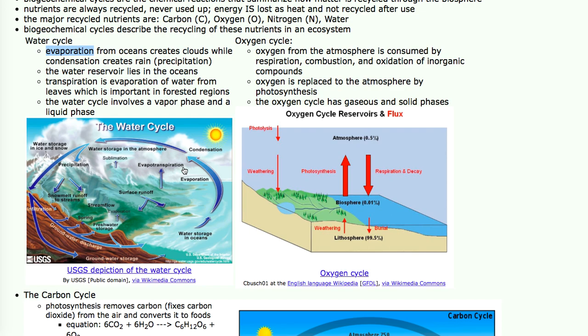But the oxygen is replaced back to the atmosphere by photosynthesis. So while lots of things are taking oxygen out of the air, photosynthesis is generally putting it back into the air. The oxygen from photosynthesis actually comes from plants breaking down water. And then the oxygen that disappears from the atmosphere could be turned into water because of respiration, or it could be turned into an oxide, like when oxygen reacts with iron to form rust.